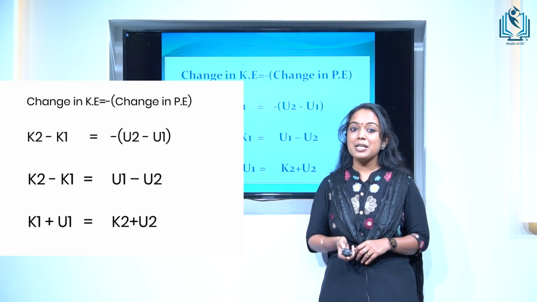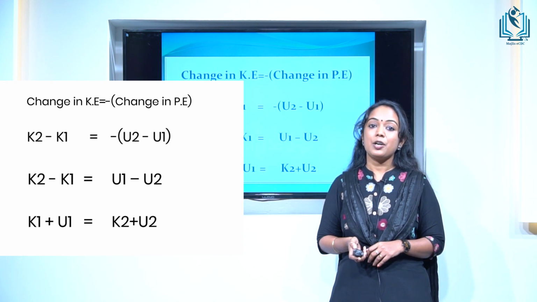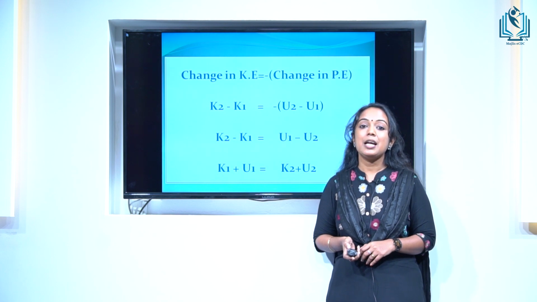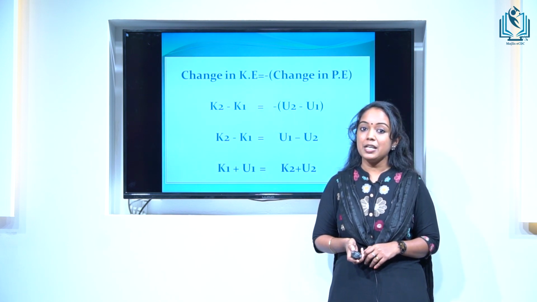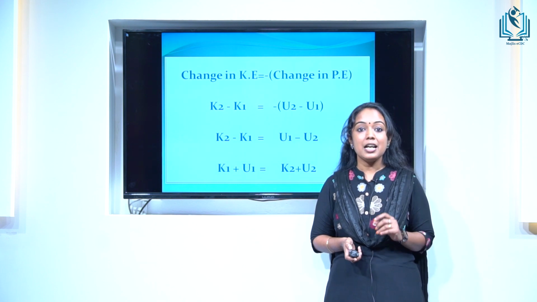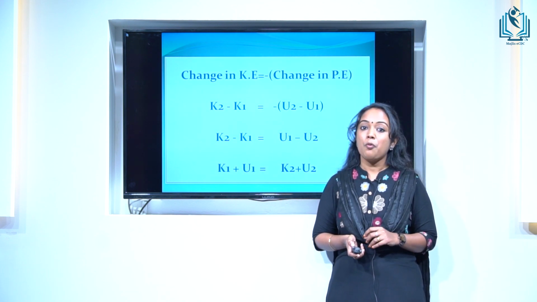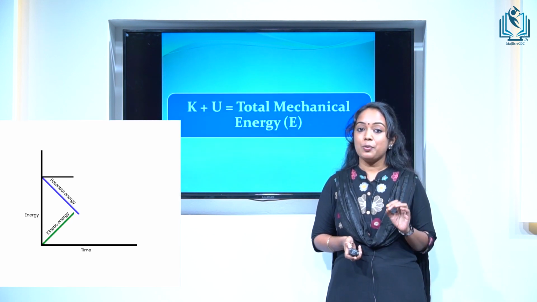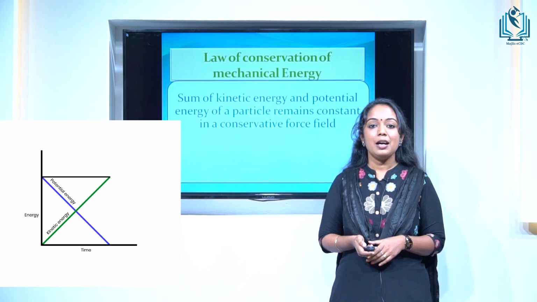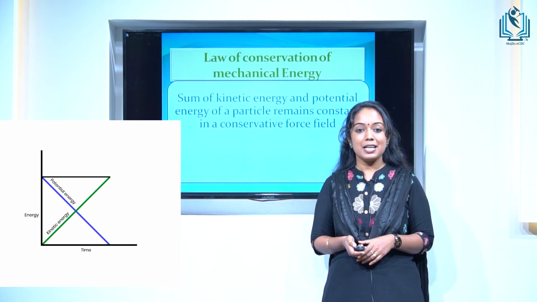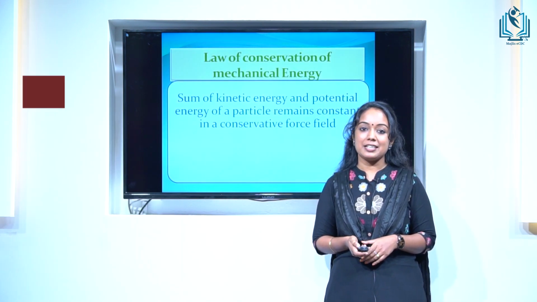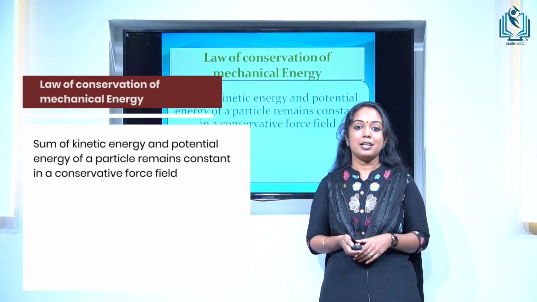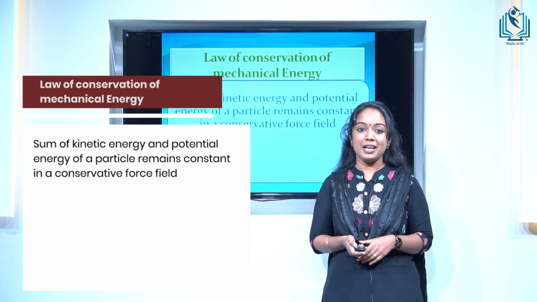Here, K1 plus U1 is the initial total mechanical energy of the particle and K2 plus U2 is the final total mechanical energy of the particle. That is, initial total mechanical energy is equal to final total mechanical energy. Here, K plus U is equal to the total mechanical energy. From this, it is clear that the sum of kinetic energy and potential energy remains constant in a conservative force field. This is the law of conservation of mechanical energy.